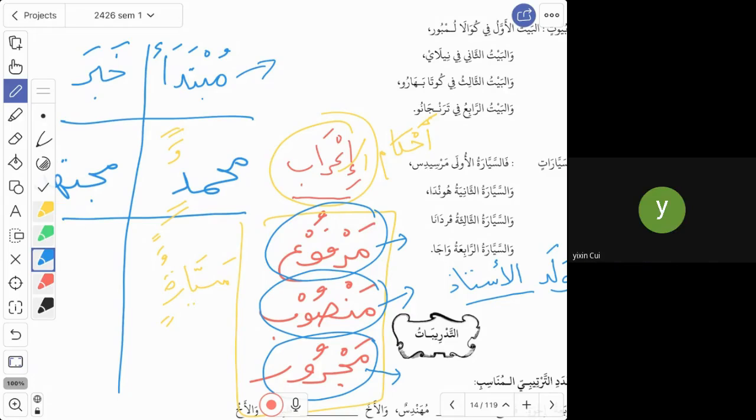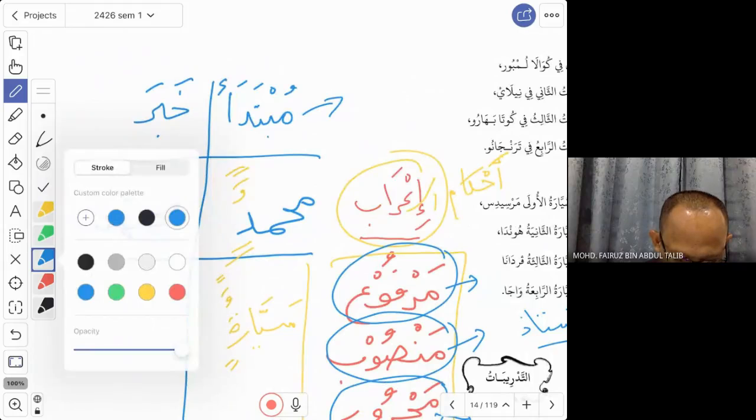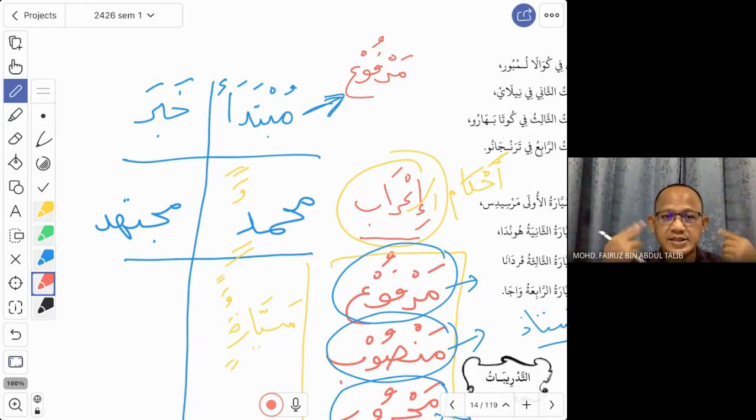Now we go back to mubtada, khabar, and all of the nahu topics that you have learned. When you learn about mubtada, you will learn that it has a hukum. The hukum of mubtada is always marfu', just like salah is always wajib. So here we just memorize. When you learn any nahu topic, they will tell you this topic, the hukum is marfu'; this topic, the hukum is mansub; this topic, the hukum is majrur. So we just memorize. Mubtada is always marfu'. That is number one.